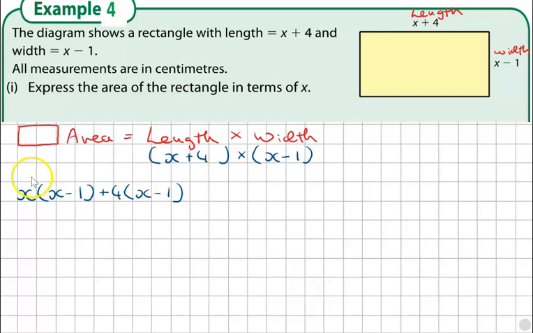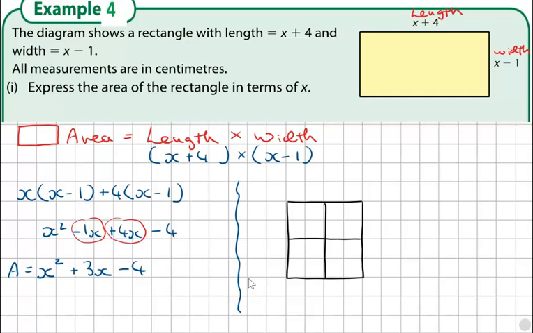So we're going to break open the brackets. So we're going to have x times x minus 1, or 4 times x minus 1. So x by x is x squared. X by minus 1 is minus 1x. 4 by x is 4x, and 4 by minus 1 is minus 4. We then simplify to get x squared plus 3x minus 4. So that's equal to A, which is the area.